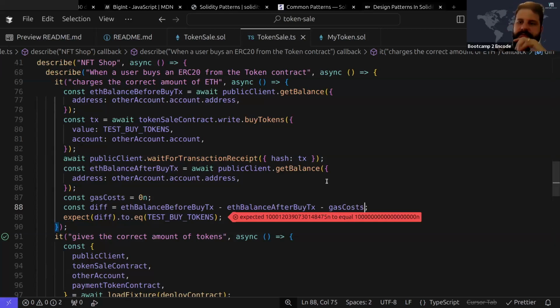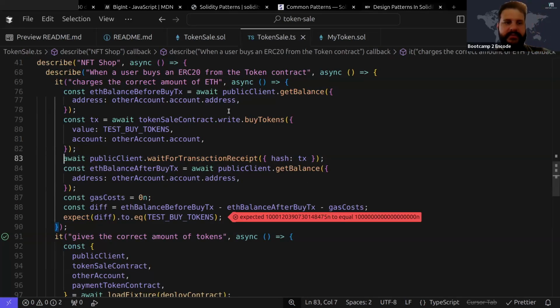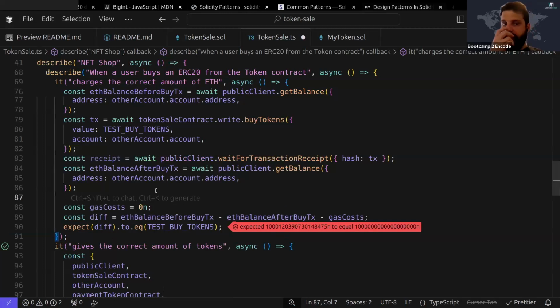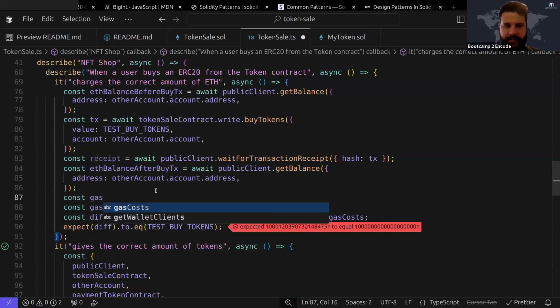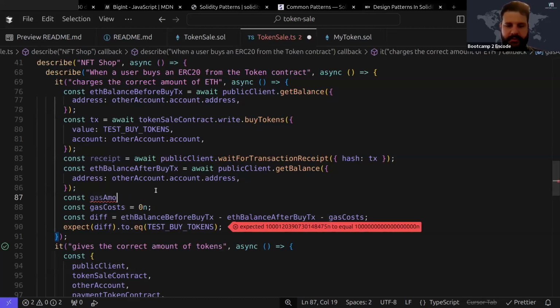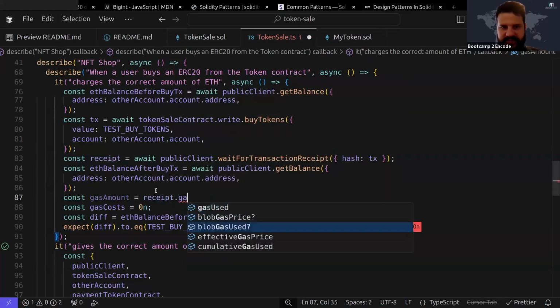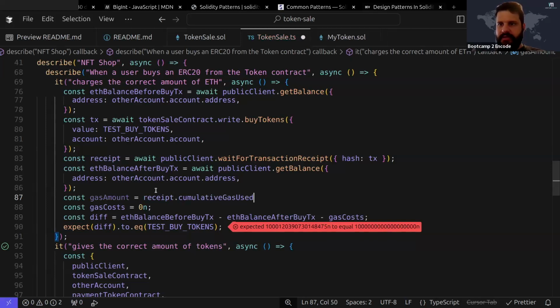Because we are in a haste, I'm just going to do the solution. The gas cost can be picked from the receipt. Const receipt can be like this. And I can get the gas amount. That would be the receipt.gasUsed. Cumulative gas used, the total amount of gas that was used, okay?